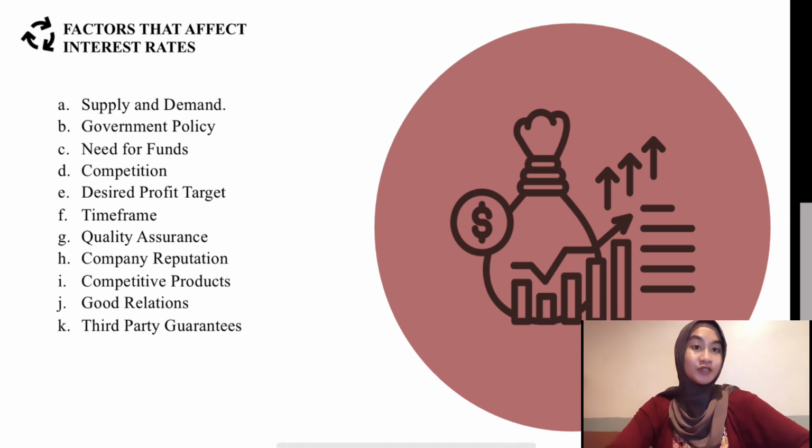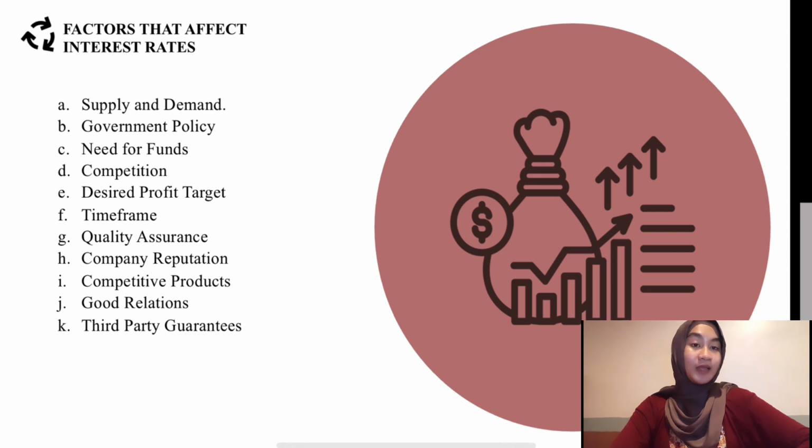Factors that affect interest rates. The size of the interest rates on deposits and loans is greatly influenced by both, meaning that interest on deposits and loans influence each other. In addition to other factors, there are supply and demand. When there is high demand for credit, lenders can increase their rates as they have more opportunities to lend out money at higher returns. Government policy.